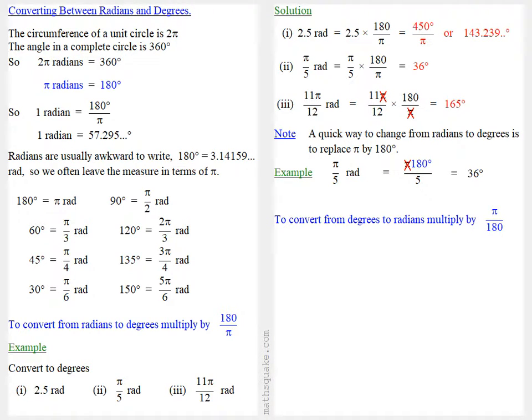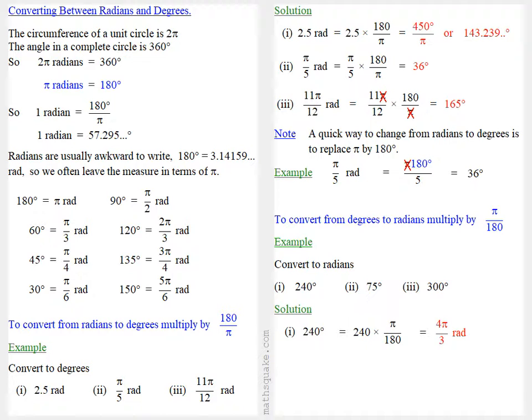And to convert from degrees to radians, we multiply by pi over 180. So if we were asked to convert 240 degrees, we would multiply 240 times pi over 180, which cancels to 4 pi over 3. If we had 75 degrees, we'd multiply by pi over 180, and that would cancel to 5 pi over 12. If we've got 300 degrees, we'd multiply that by pi over 180, and that would cancel to 5 pi over 3 radians.